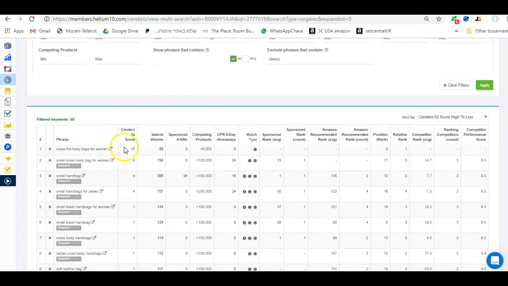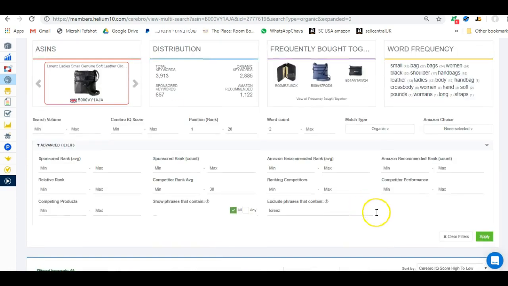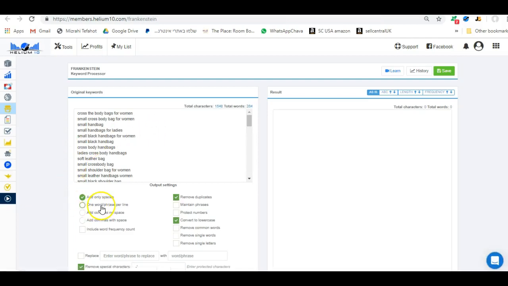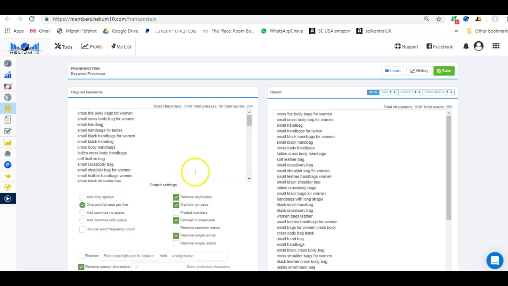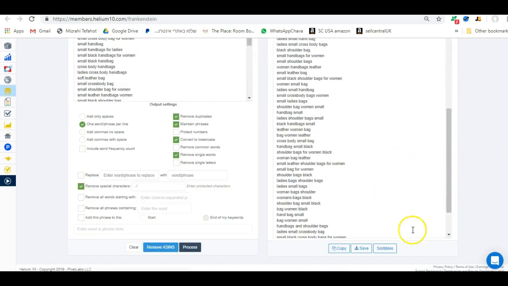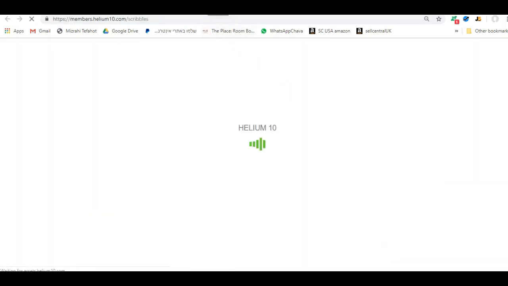So now I've got my targeted list, and I simply export this to what they call the Frankenstein tool. This tool gives you an option to, for lack of a better word, manipulate the keywords in all kinds of different ways. The simple way is to just sort it by phrase. It removes any duplicates, and I'm going to export it again to their tool, which they call Scribbles.